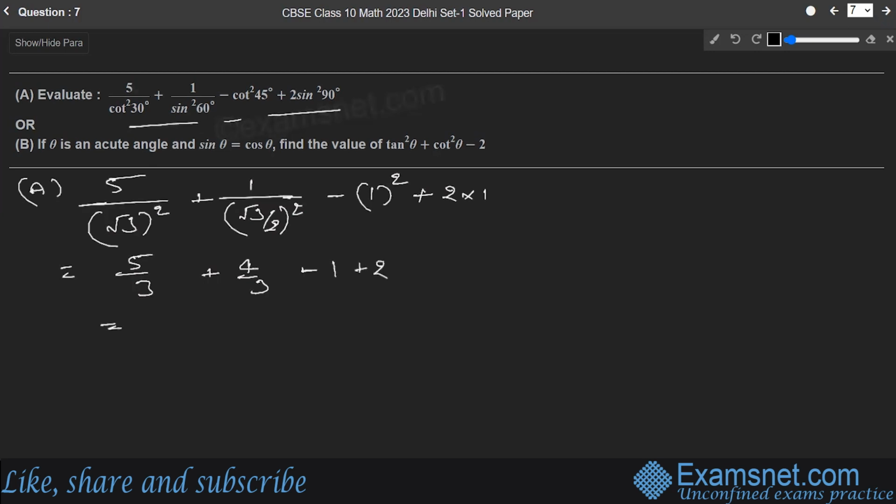If we solve this further, then we get 9 by 3 plus 1. That is nothing but 4. Okay, the right answer is 4. So let us do the B part as well. What is the B part?